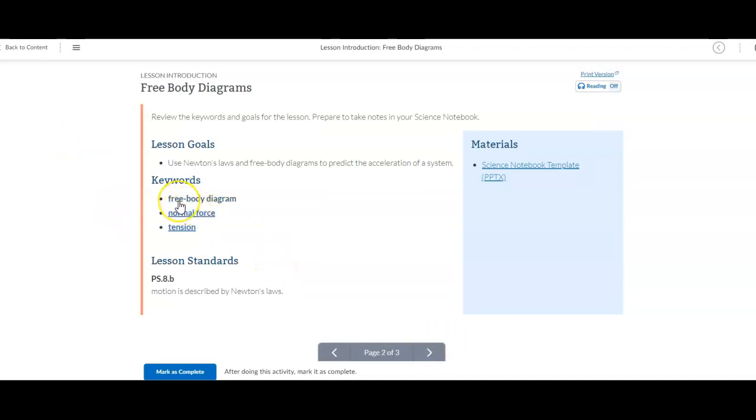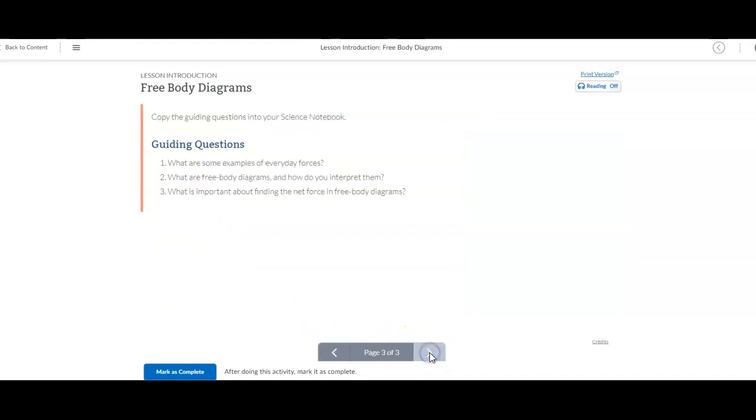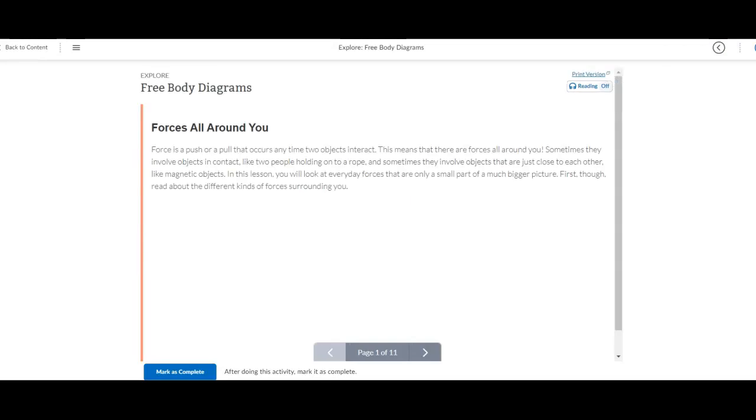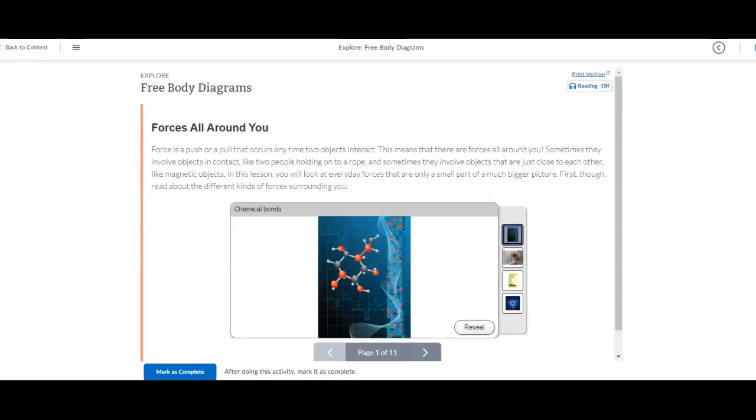So here are your keywords. Make sure you're putting the actual definition on your note slide, not just the word. And here are the 3 guiding questions that we're going to be answering today. So the first question that we're looking for the answer to will be, what are some examples of everyday forces?